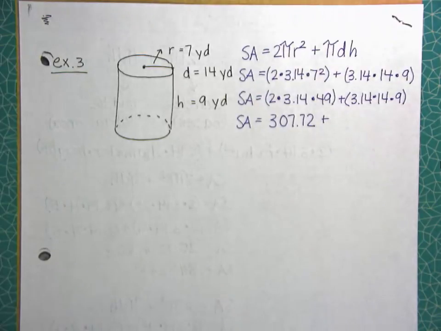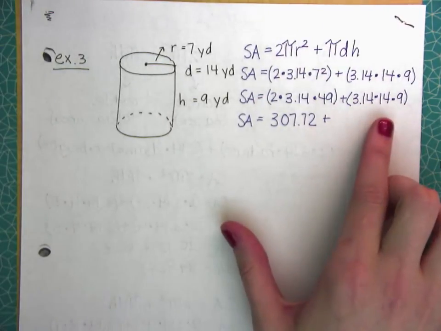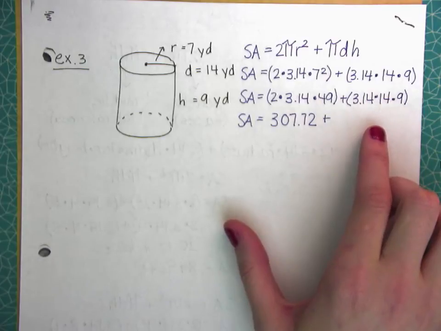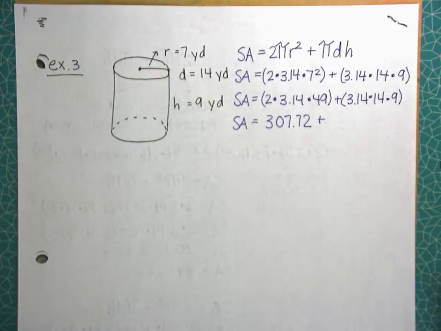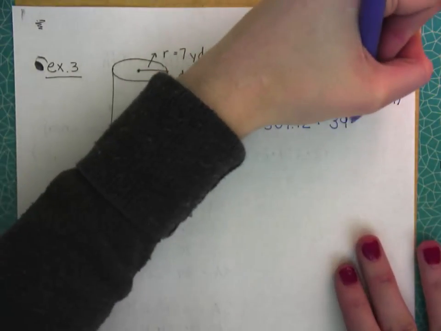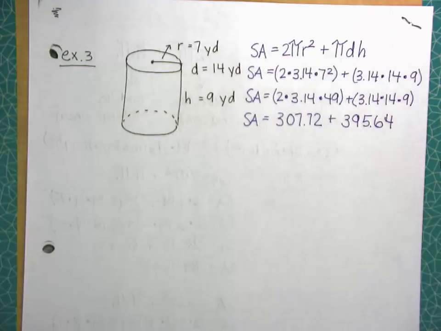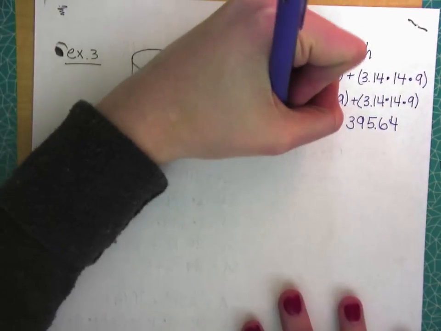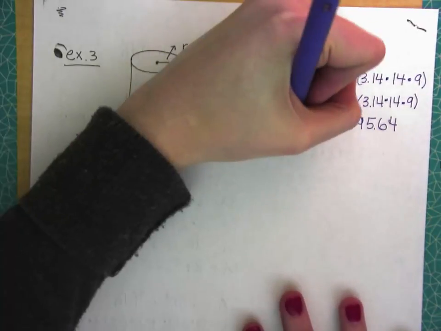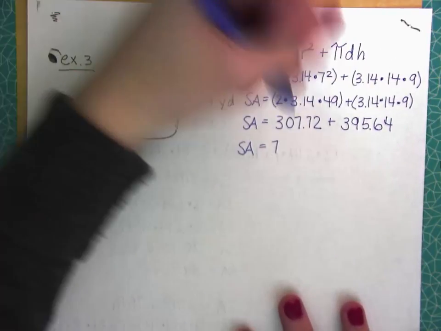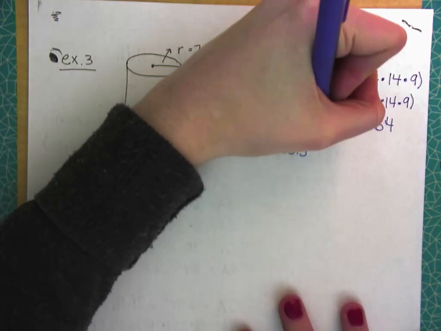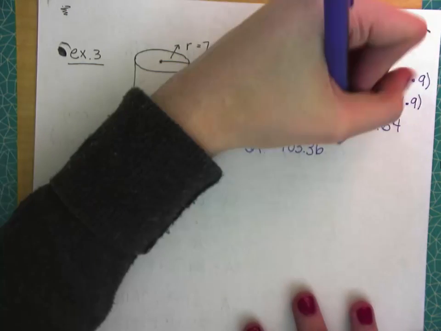What about when I multiply the second set of numbers? What do I get when I do that? Anastasia? 395.64. And then my final step is to do what, Liam? We've got to add them together, and when I do that, what do I get? Not quite. Luke? 703.36 yards squared.